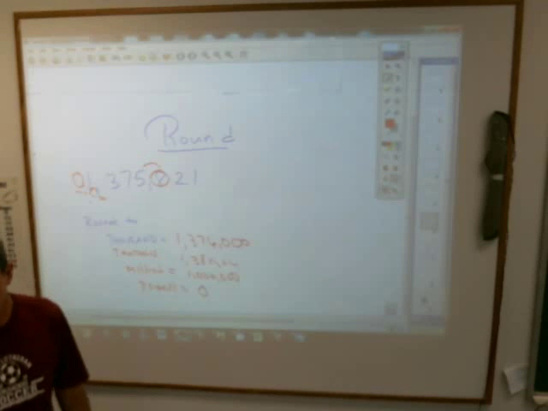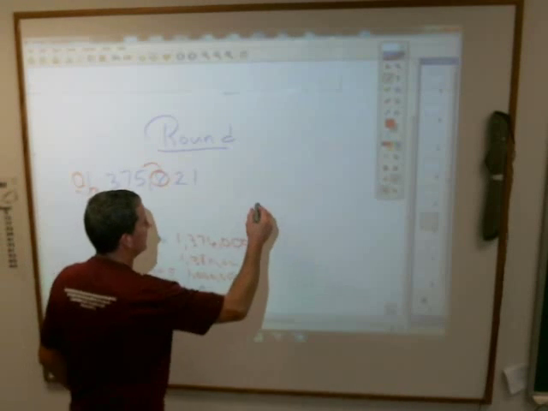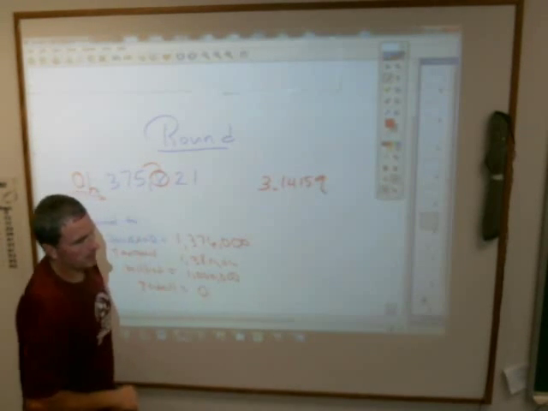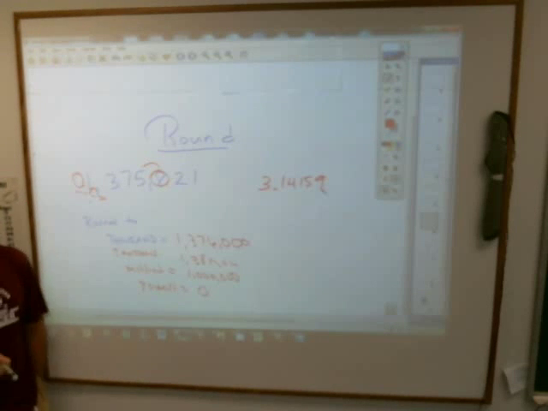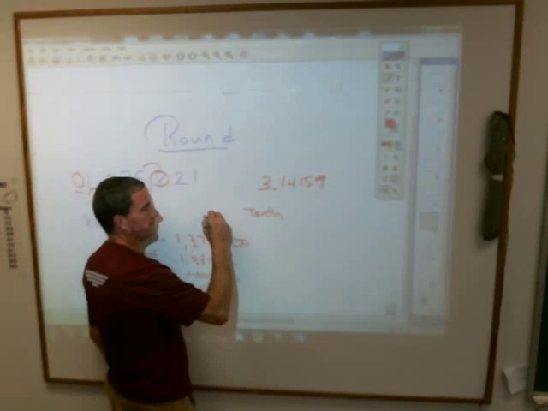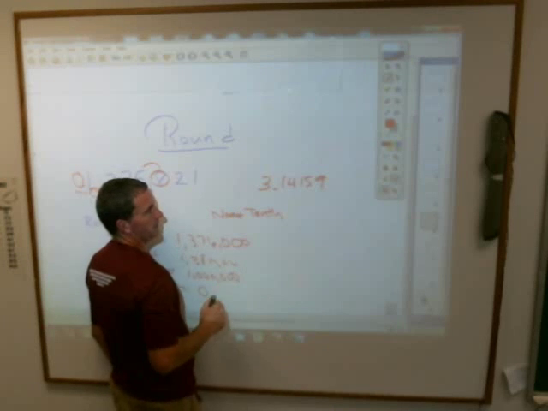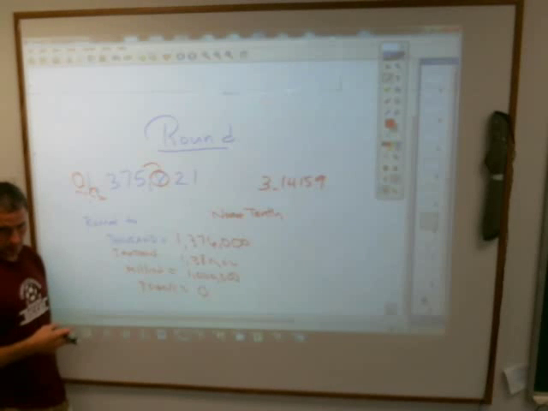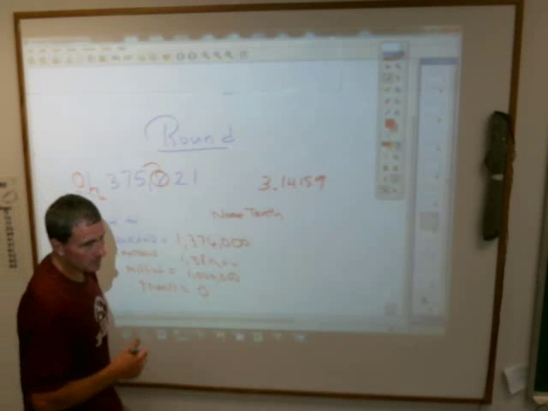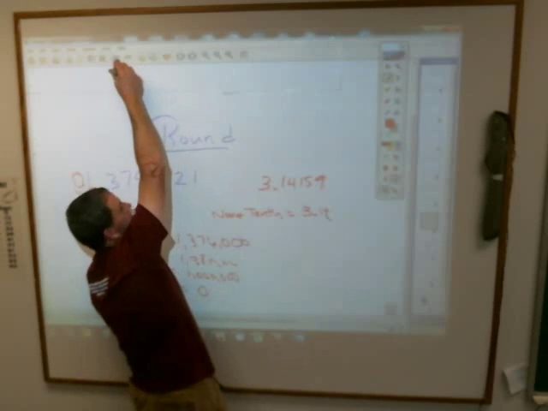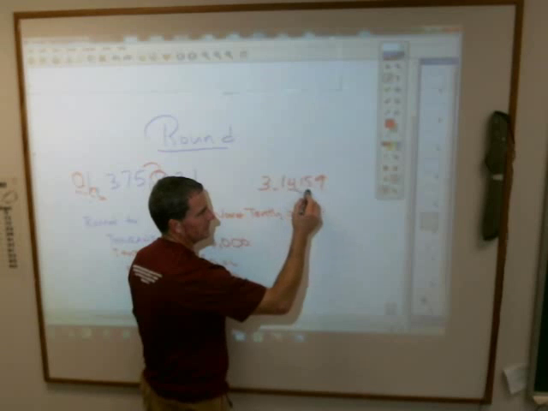Now, something you may not be completely well aware of is rounding decimals. For example, they give us pi, 3.14159. The book will ask you two different ways to round decimals. One, they might ask you to round to the nearest tenth. And if you're rounding this to the nearest tenth, what would it be? Isabel? 3.1. Okay, 3.1.